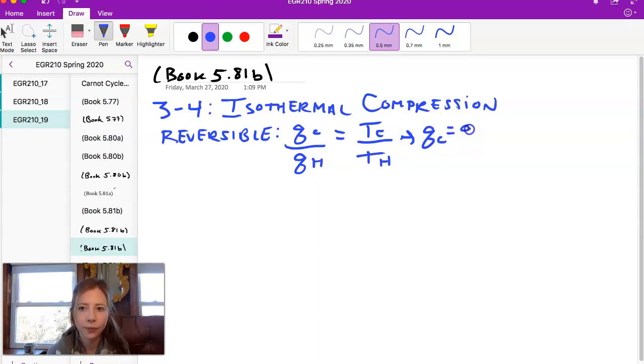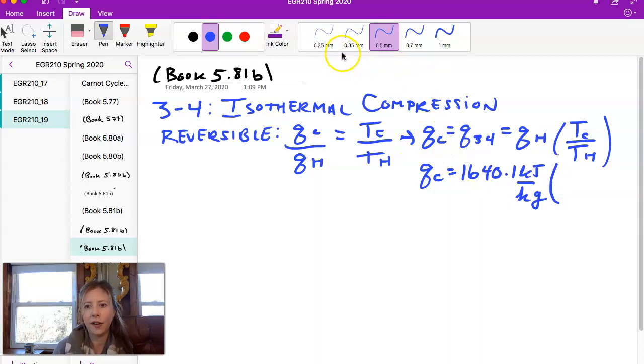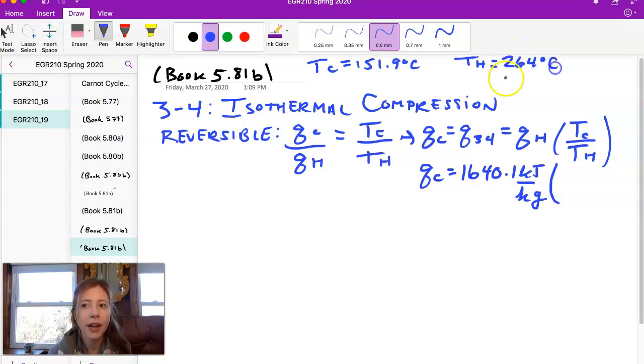And so let us go ahead and solve for QC, which is going to be Q34, which is going to be QH times TC over TH. So this is going to be equal to 1640.1 kilojoules per kilogram, times the ratio. And now this piece you have to be very careful with, because we had looked up earlier that TC is equal to 151.9 degrees Celsius, and that TH was equal to 264 degrees Celsius. But here's the thing. This ratio only works on the absolute temperature scale, and so we have to convert to Kelvin. So TC is going to be equal to 425 Kelvin, and TH is going to be 537 Kelvin.